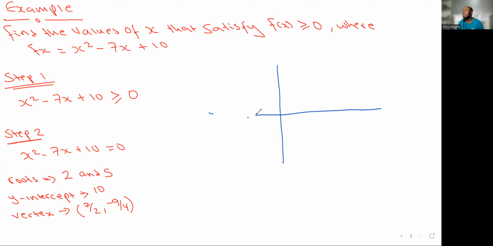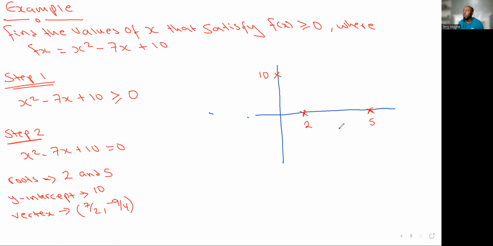Something like this. Okay. Then the roots, we have the roots to be 2 and 5. So let's assume here is 2 and here is 5. Now, because our a is greater than 0, we're going to have a U shape, okay? I talked about it earlier as well. Then the y-intercept is at 10, so let's assume here is 10. And the vertex is at 7/2, minus 9/4.